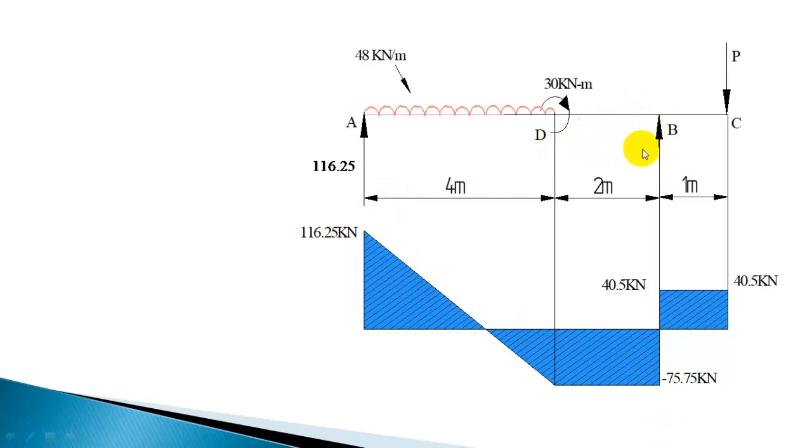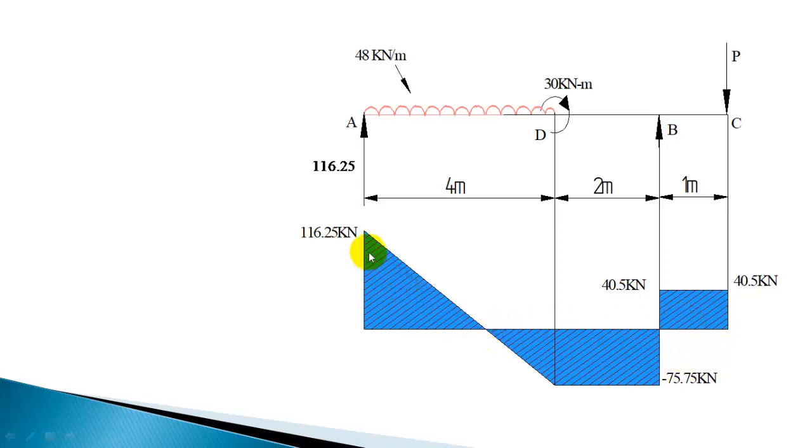And here it is constant. No load is acting between D and B, so the shear force is constant. We got in the section DB minus 75.75. And in the section BC also it is constant. We got the value as 40.5. And here it will change, that is from section DB to section BC. The change will be due to this point load. The point load is 116.25, so it will increase by that amount. You have to show the two horizontal lines. Here it is minus 75.75, here it is 40.5. So that completes the shear force diagram.